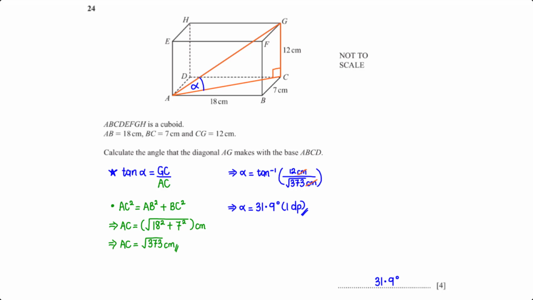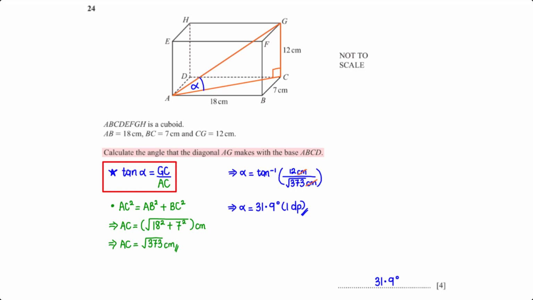ABCDEFGH is a cuboid. AB is 18 centimeters, BC is 7 centimeters, and CG is 12 centimeters. Calculate the angle that the diagonal AG makes with the base ABCD. On the diagram, we've labeled the angle between AG and the base as alpha. We can find this angle using SOHCAHTOA.